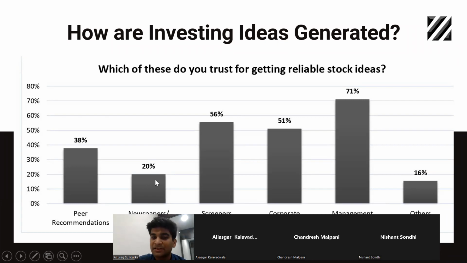20% of people said newspapers and magazines. I personally believe in working a lot on this. Newspapers and magazines are wonderful sources of ideas.